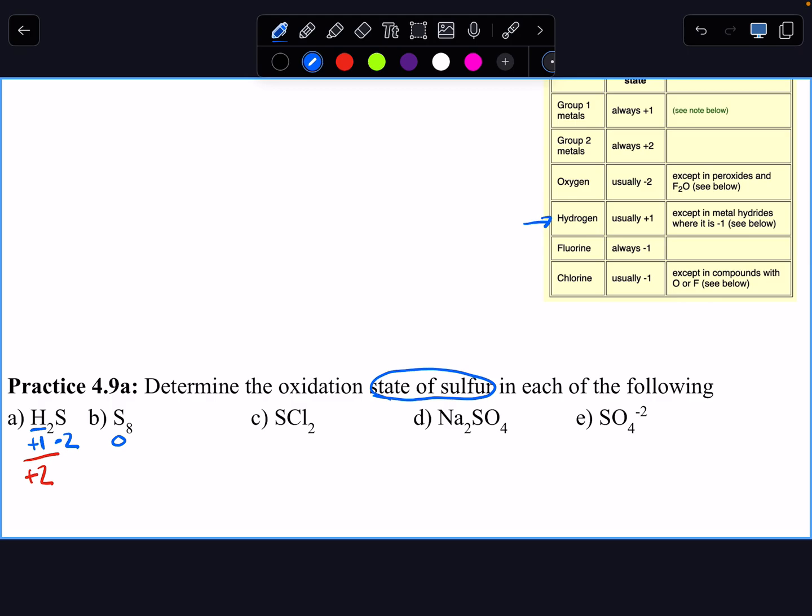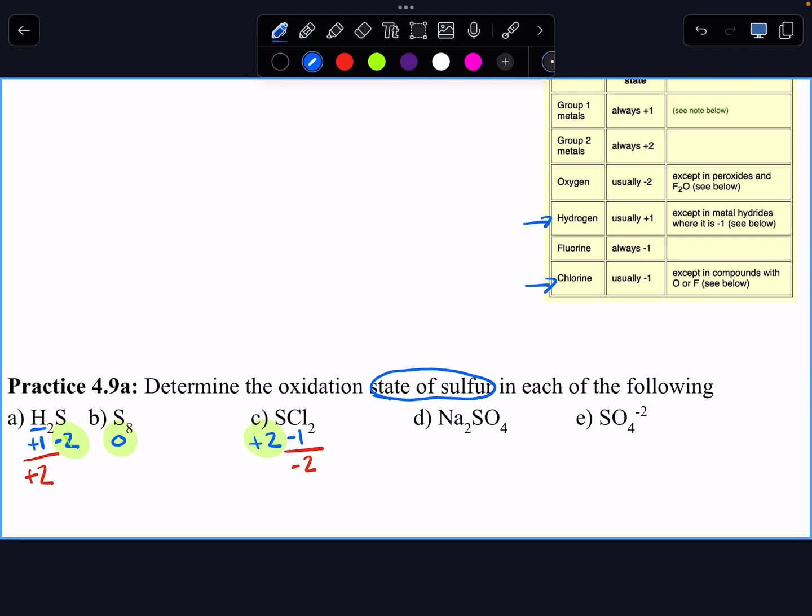So I look at the list of rules and I see chlorine has a rule that it's usually -1. So we're going to go with it because we have nothing else to go off of. I'm going to put -1 under chlorine. Now there's 2 of them in the compound, so that's -2 total. In order for the molecule to be 0, my sulfur in this case must be +2. So once again, notice 3 different situations. Sulfur is -2, it's 0, it's +2, right? That oxidation state can vary.